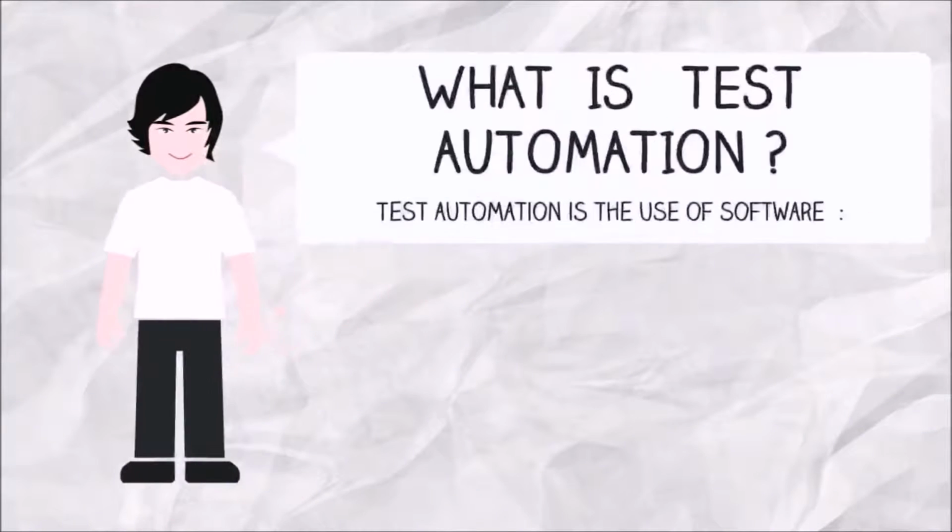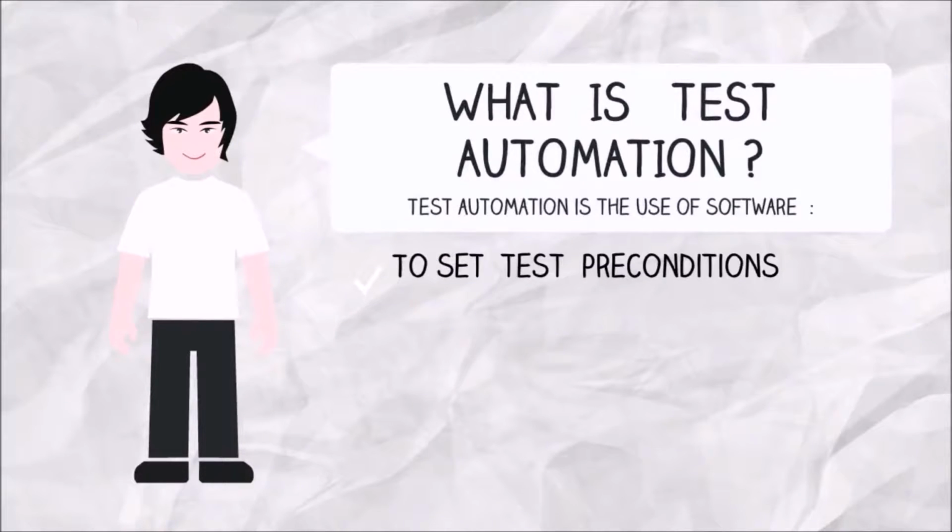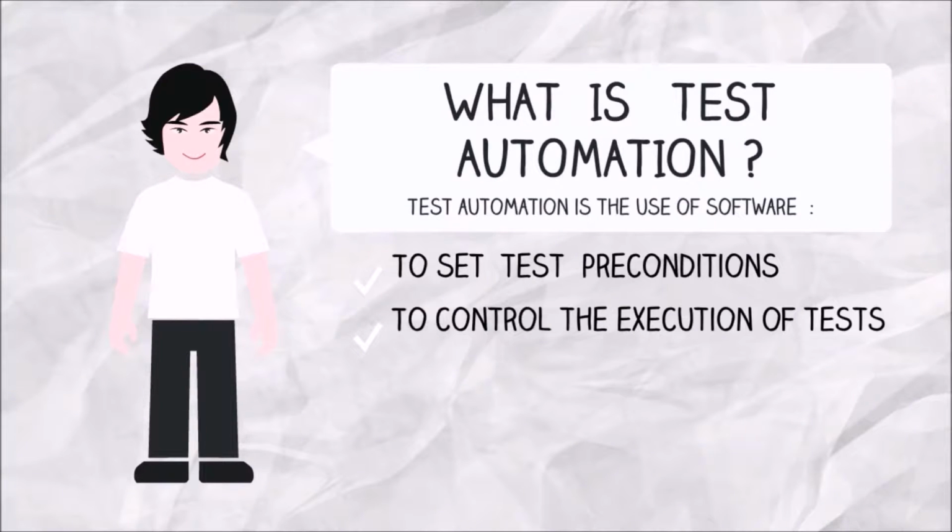In this video, we shall see about test automation. Firstly, let us see what is test automation. Test automation is the use of software to set the test preconditions, to control the execution of tests. We execute the tests using this particular test software.